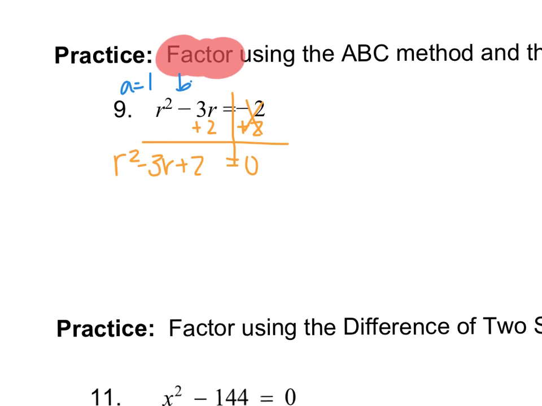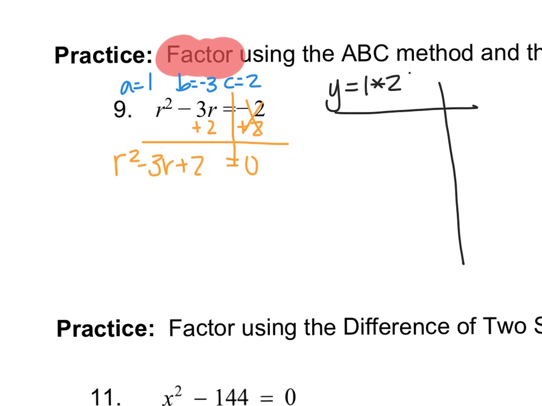My b, which is going to be negative 3, and my c, which is going to be positive 2. And I'm going to use my table in y equals, so I'm going to do y equals 1 times 2 divided by x. And I'm going to look at my table. Notice that there was a negative sign in my problem, so I'm going to go look at my negative numbers. And the only set of negative numbers you're going to have is -1 and -2. And guess what? If you find the sum of -1 and -2, you're going to get -3.